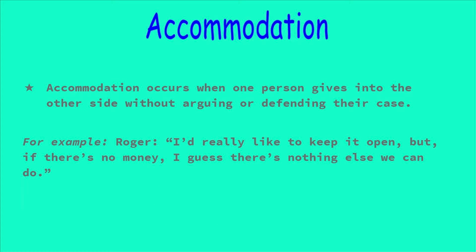Accommodation. Accommodation occurs when one person gives in to the other side without arguing or defending their case. The book example was Roger again, and he says, I'd really like to keep it open, but if there's no money, I guess there's nothing else we can do. So my take from this one is kind of giving up easy. You're just letting it go. One person tells you a fact from the other side, and you just don't come up with any defending statements. You just let it go.